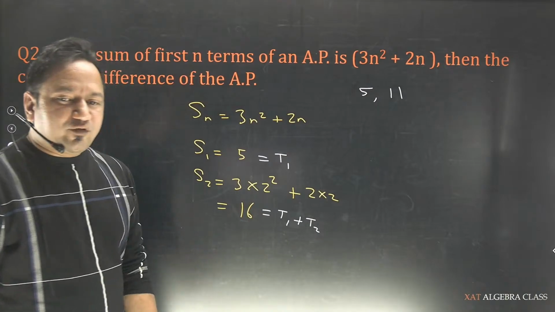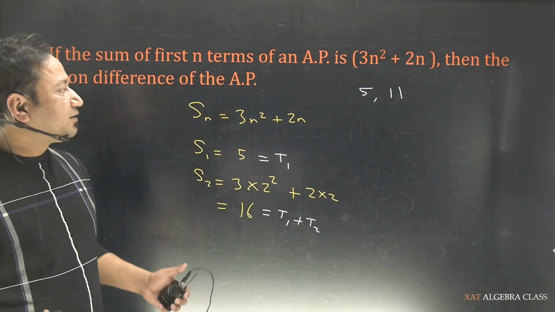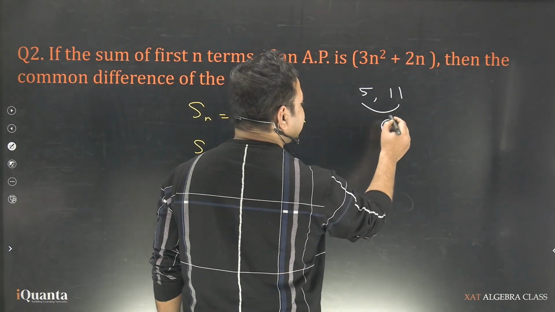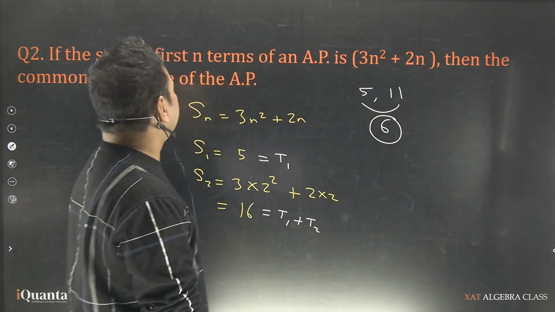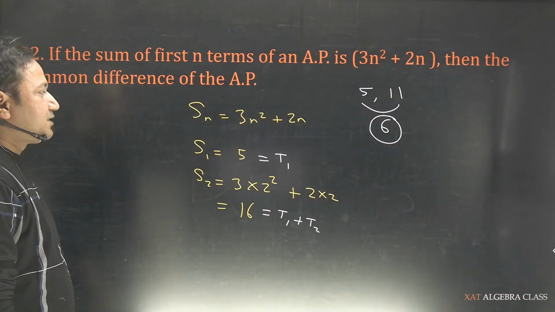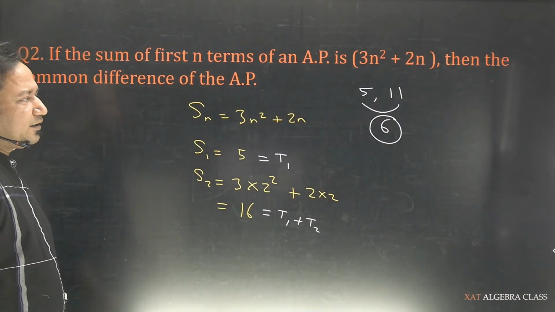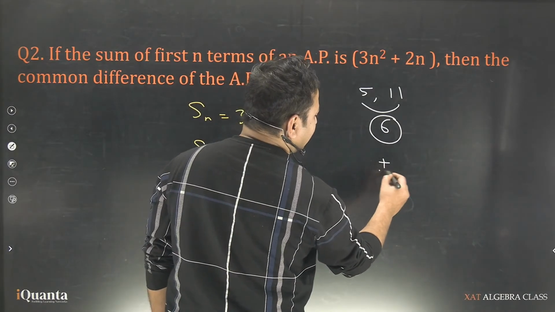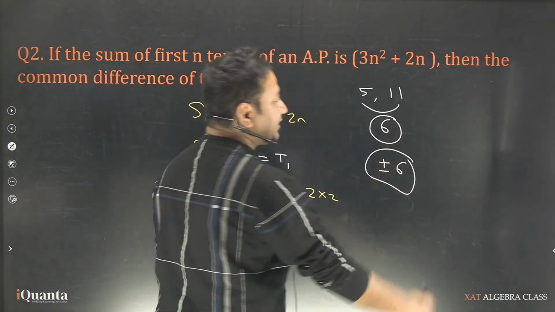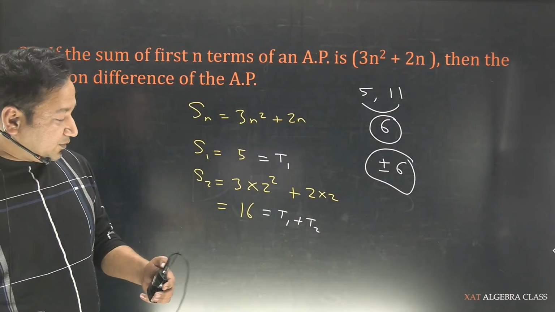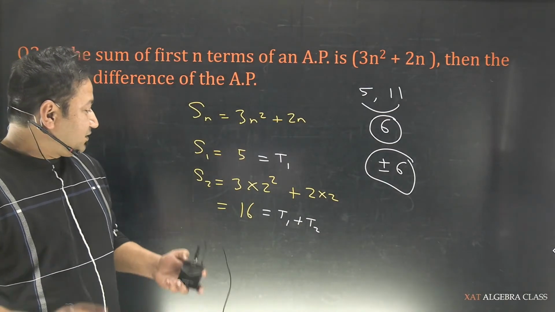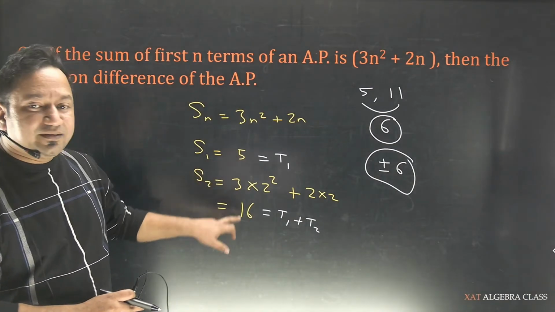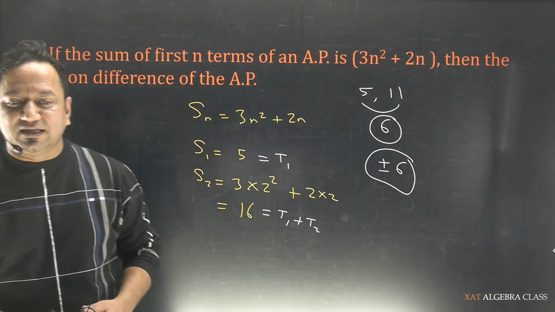We do not need to find out the third term, and here it's simple that 6 is the common difference, isn't it? But it can be a reverse series also. So the answer can be minus 6 also. We'll come up with plus 6 or minus 6. This has to be the answer. Most of you must have thought that 16 is the second term, and that is why you must have put 11 as the answer, isn't it?